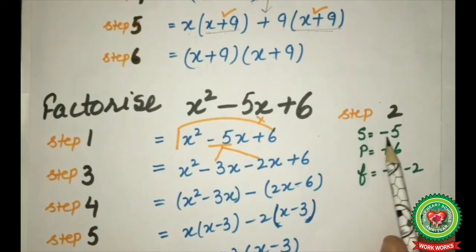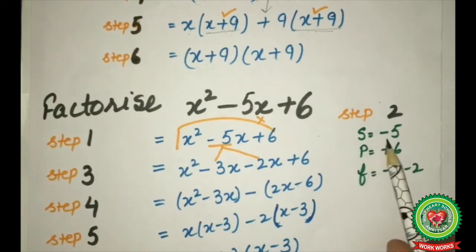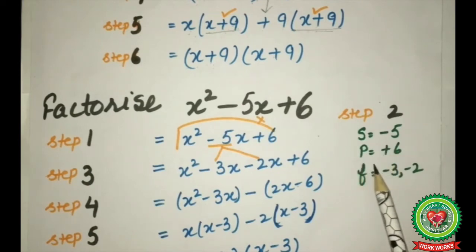The sum is with the minus sign and product is with the plus sign. So both the factors will be having a sign of minus. Now we need to identify two numbers which will give the sum as minus 5 and product as plus 6. And those two numbers are minus 3, minus 2. So now we are going to split the middle term. On splitting the middle term, we get x square minus 3x minus 2x plus 6.